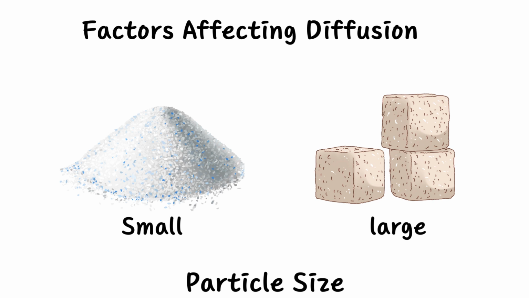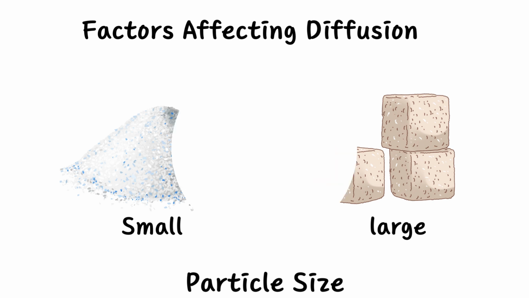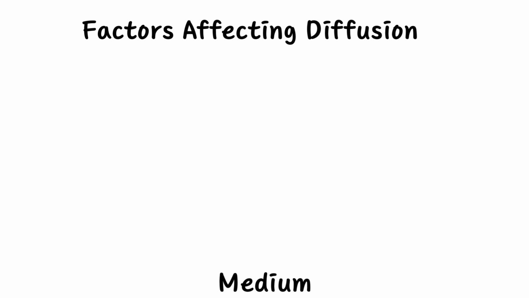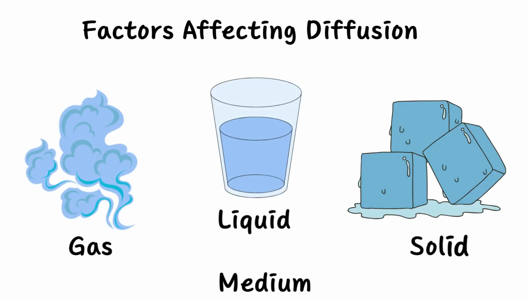And then finally for this video, the final factor is the medium. Diffusion happens differently in different mediums. Diffusion happens faster in gases, slower in liquids, and slowest in solids. So gas particles will diffuse faster, followed by liquid particles and then solid particles.